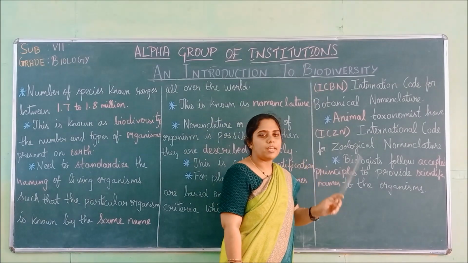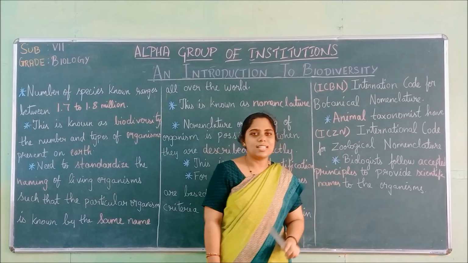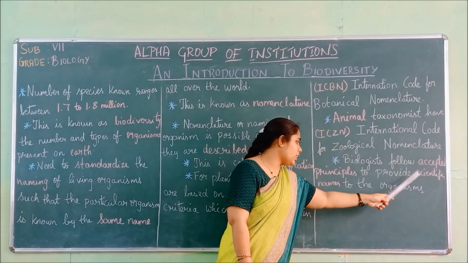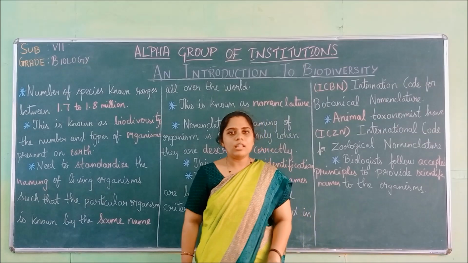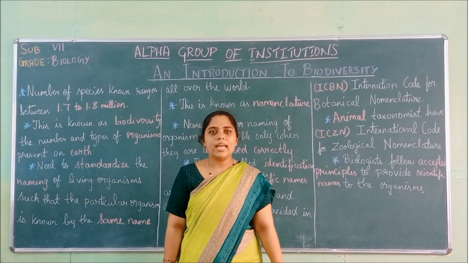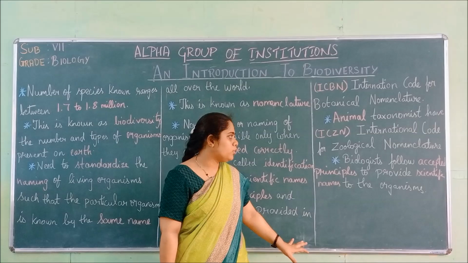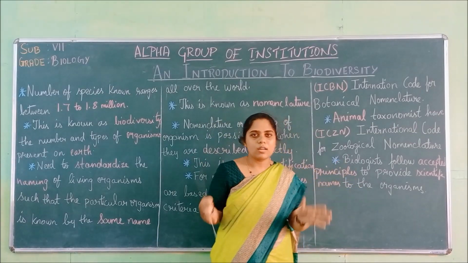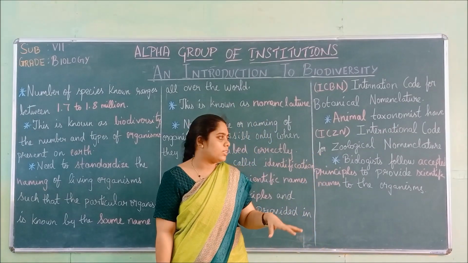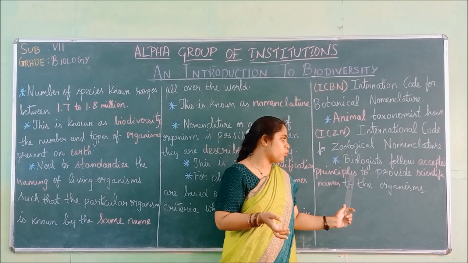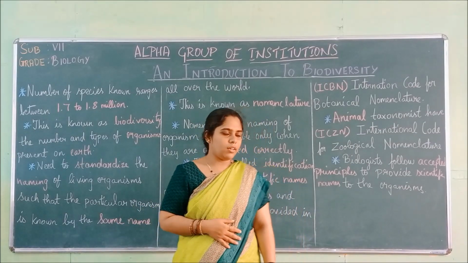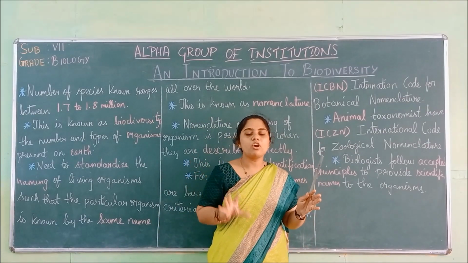So plants are for ICBN and for animals it is ICZN. And biologists follow accepted principles to provide scientific names to the organisms. So biologists are the people in ICBN and ICZN who name the plants and animals. Like I already told you, they have certain principles to name the organism. We will be discussing the rules later. Based on those principles and rules, the scientific names will be given. So these are the things about the naming of organisms.